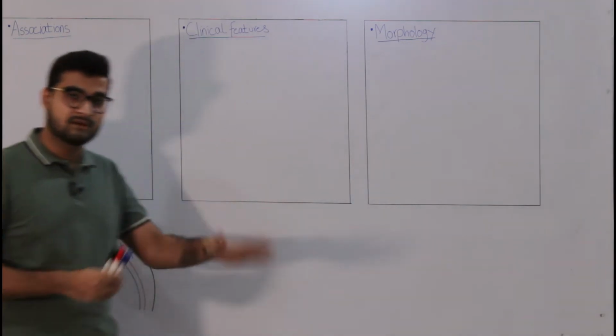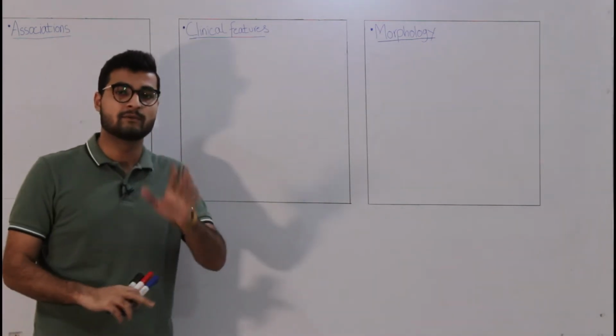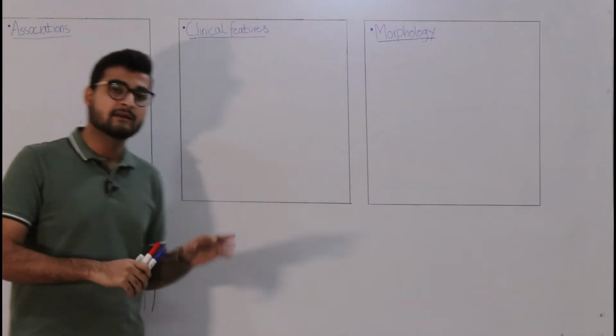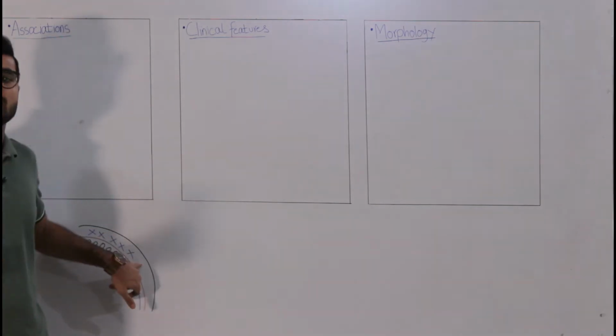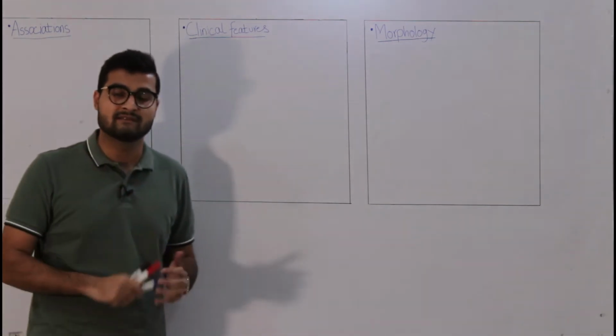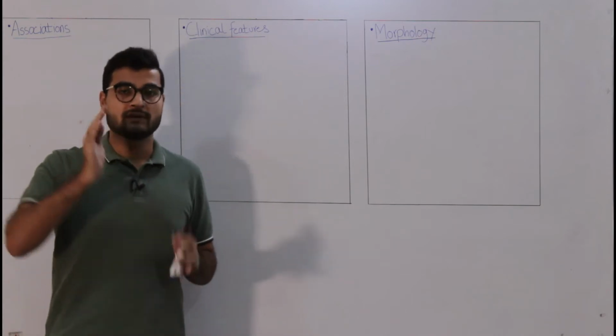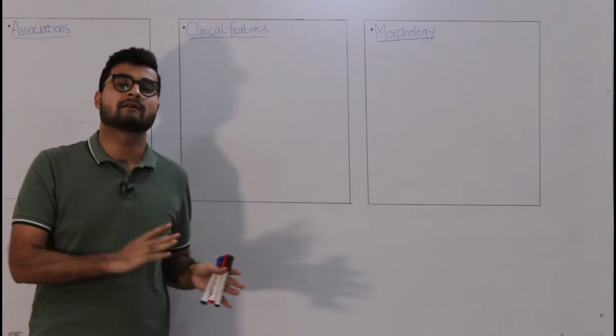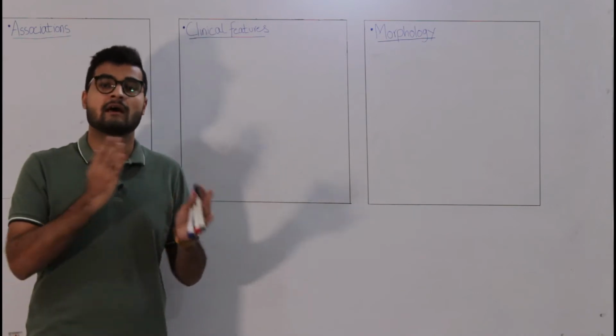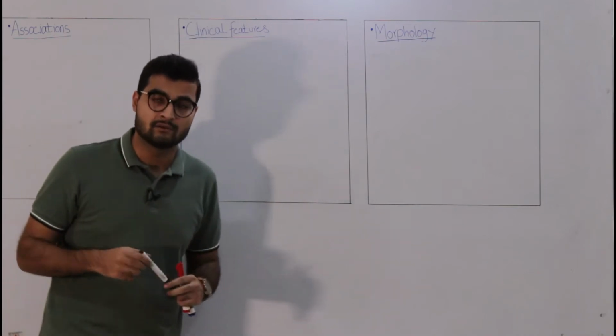So what did I say? In membranous nephropathy, you have thickening of your glomerular capillary walls and you have subepithelial deposits of your immune complexes, right? And it comes under the heading of nephrotic syndrome. So there are a few associations that can cause membranous nephropathy. So let's have a look at that.